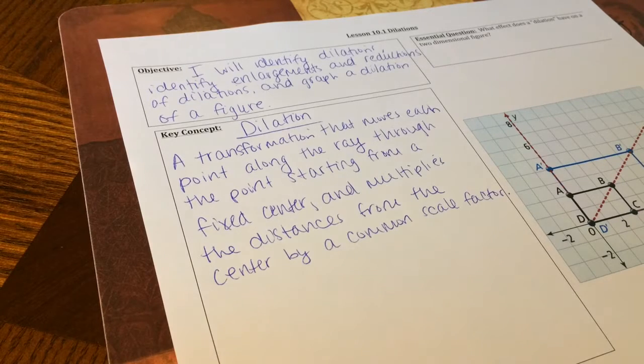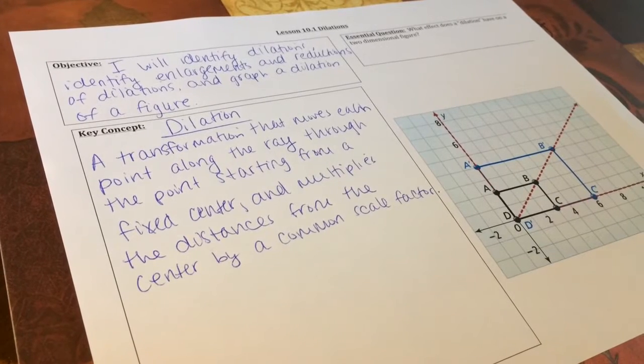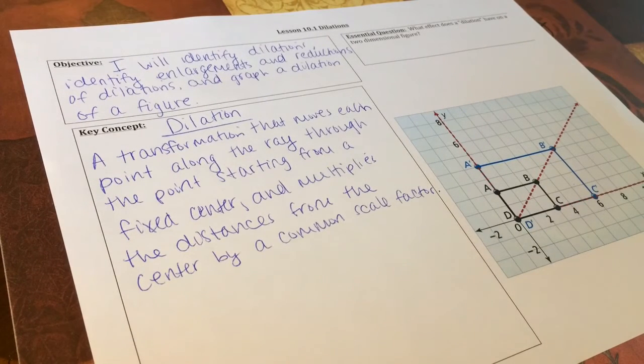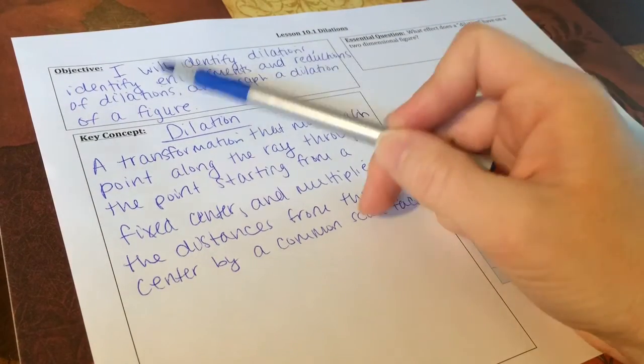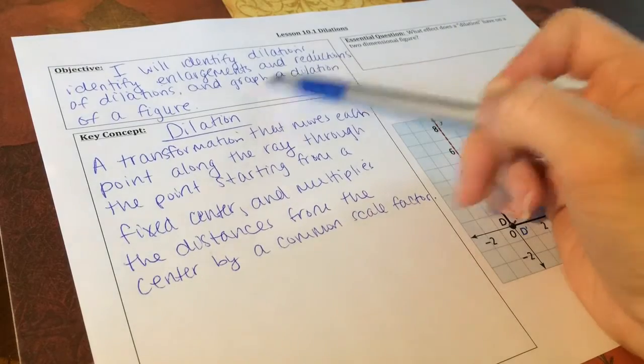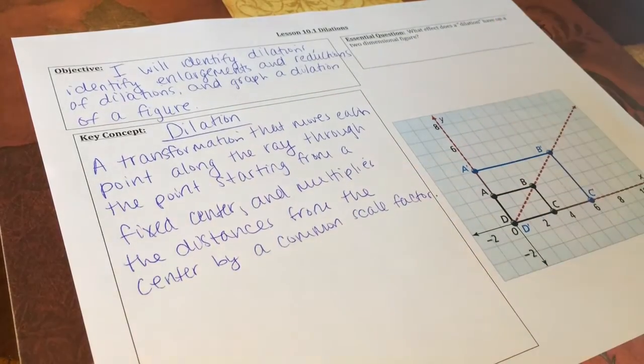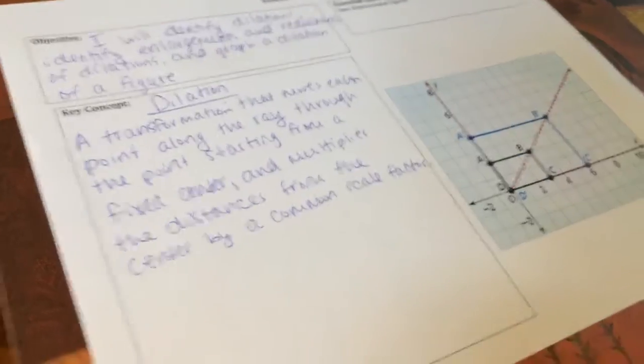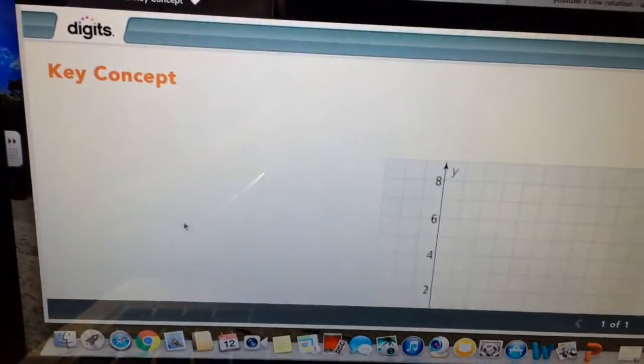In this video, we're going to be learning lesson 10.1, dilations. And these are some key concepts about dilations. We're going to be able to identify dilations, identify enlargements and reductions of dilations, and then we're going to be able to graph a dilation of a figure. So let's look at a clip of what a dilation is.